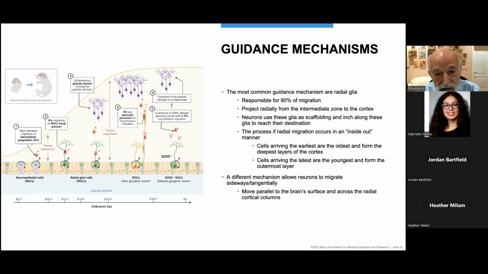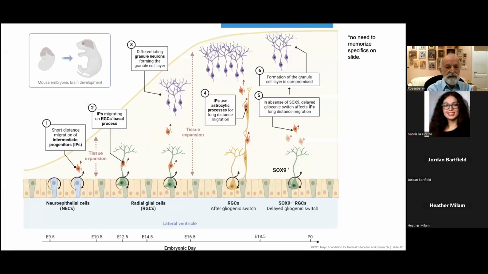Neurons use these glia as scaffolding and inch along these glia to reach their destination. The process of radial migration occurs in an inside-out manner, and a different mechanism allows neurons to migrate sideways, or tangentially. And that's just the way the guidance of the neurons occurs.